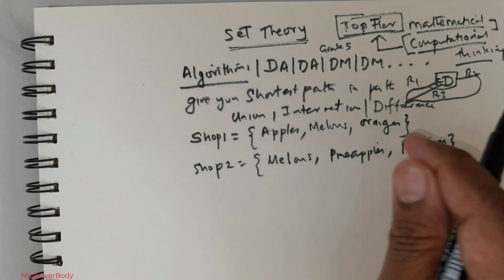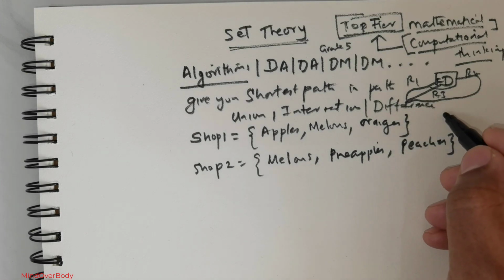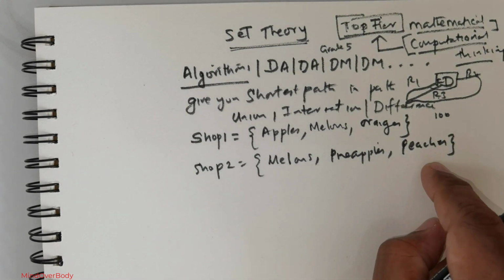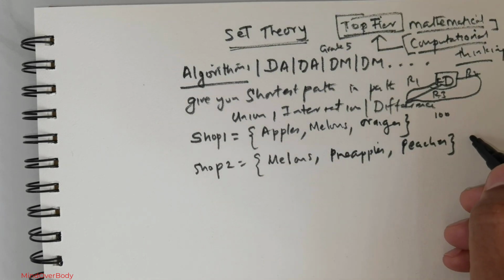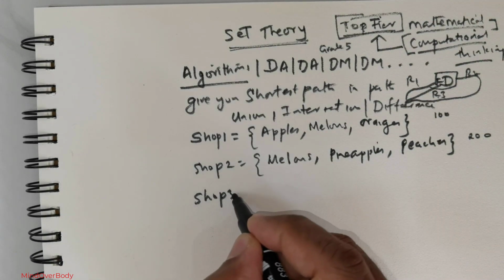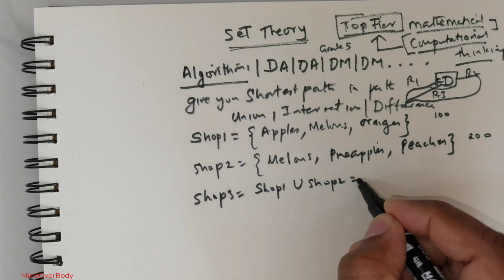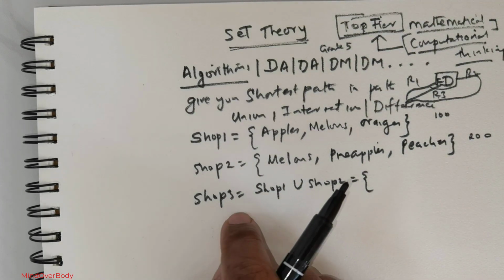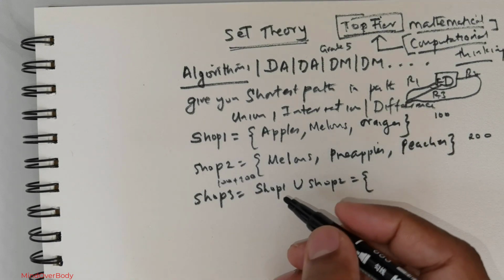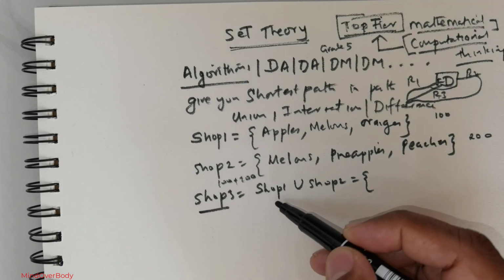is actually selling 3 different types of fruits, and you have a certain amount of people coming into shop 1. Say for example, you've got every day say 100 people coming to shop 1, and shop 2 is also selling certain different types of fruits, and say 200 people are coming to shop 2. Now I want to create shop 3 such that shop 3 is nothing but shop 1 union shop 2. So if I want to have an influx of at least 100 plus 100, 200 people in this particular shop, then I should have a shop which is actually the union of shop 1 and shop 2.